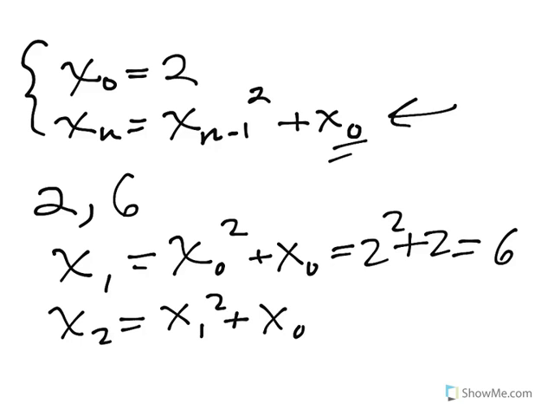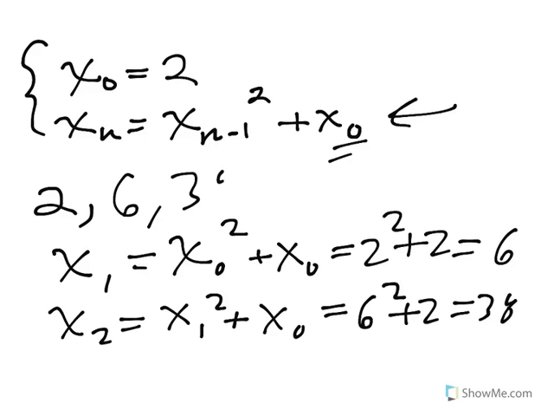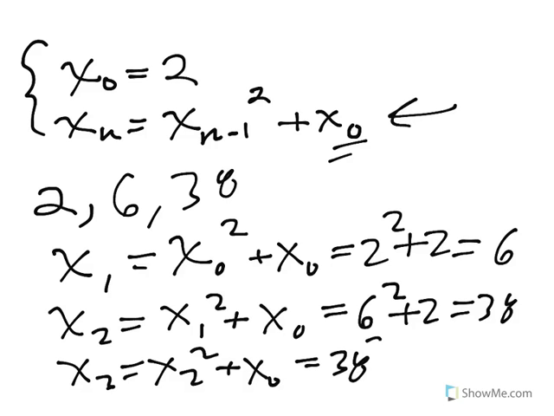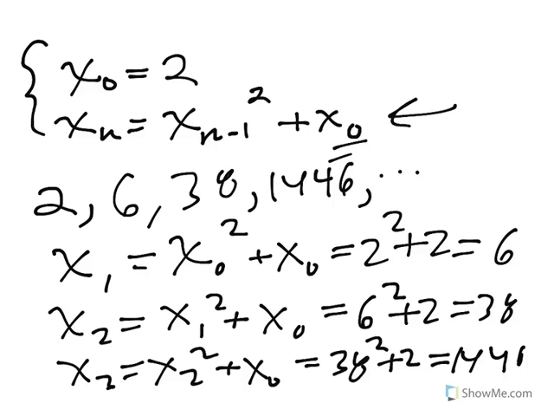To get x2, you do x1 squared plus x0. See, the x0 is part of that. That's always x0. So in this case, x1 we just calculated to be 6, so it's 6 squared plus 2, which is 38. And x3 would be x2 squared plus x0, which is 38 squared plus 2, which is 1446. And as we can see, this is going to get really, really large.